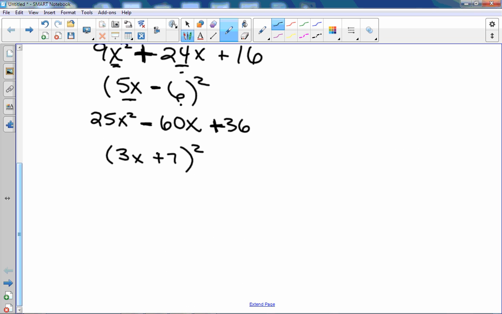All right, let's look at this last one here, and then we're going to learn how to identify a perfect square trinomial when we see one. So square, double, square. Squared would be 9x squared. Now, it's going to be plus. Now, double the product here. So double 3x times 7 would be 21x, and 21x doubled would be 42x. And now finally square. The square of 7 is 49.